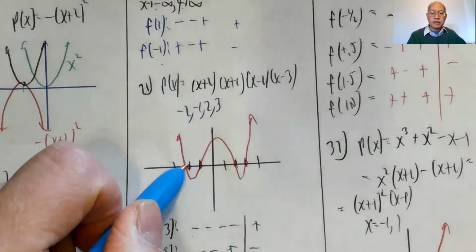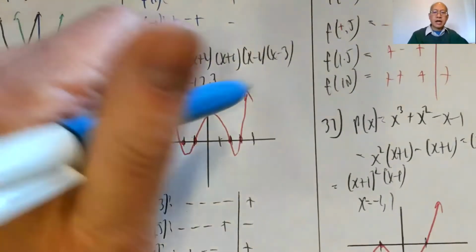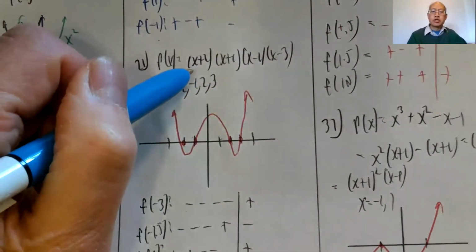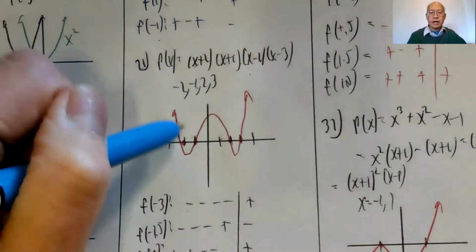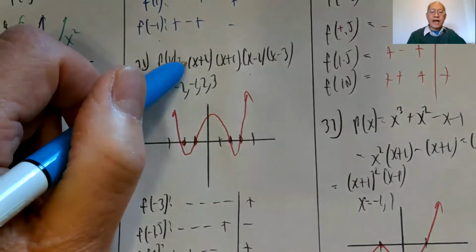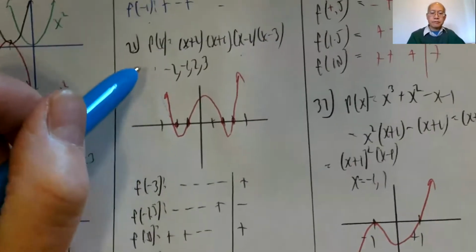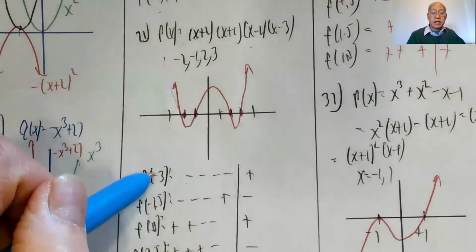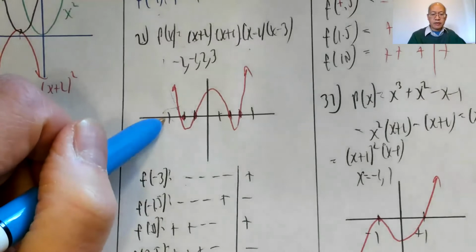Okay, P of x is x plus 2, x plus 1, x minus 2, x minus 3. The zeros are -2, -1, 2, and 3. Check end behavior when x is super big, like 1,000,000, positive, positive, positive, positive, like that. If x is a big negative, negative 1,000,000, negative, negative, negative, negative, so positive. Okay, and then you could pick something to the left here like -3.